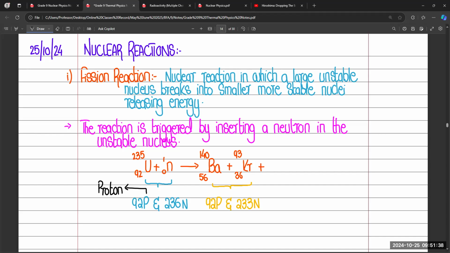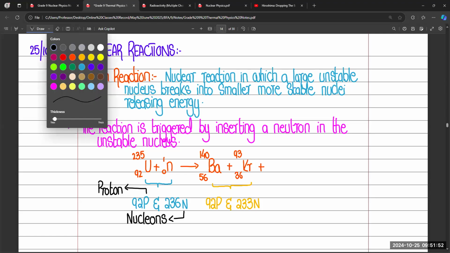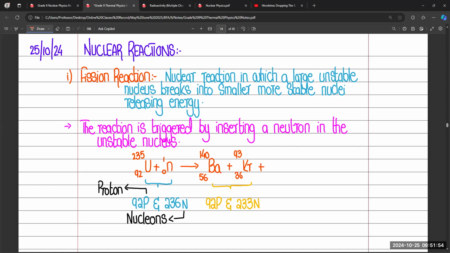And if we talk about n, this n represents not neutrons. This n represents number of nucleons. And if you remember, nucleon means proton plus neutron, right? So this is the combined number of proton and neutron. So it means we have three less number of nucleons as compared to the initial stage. So we need to cover that, right?